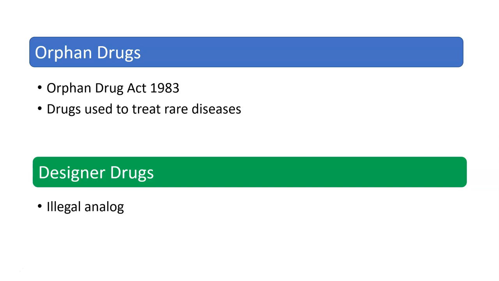Now, when it comes to designer drugs, these are illegal drugs. They're produced and have chemical structures that are going to be similar to your C1s and your C2 drugs. These are considered to be analogs. So this is stuff that we find on the street. This is not medication that we're going to have in a pharmacy.